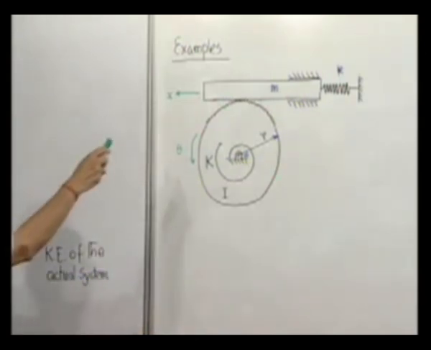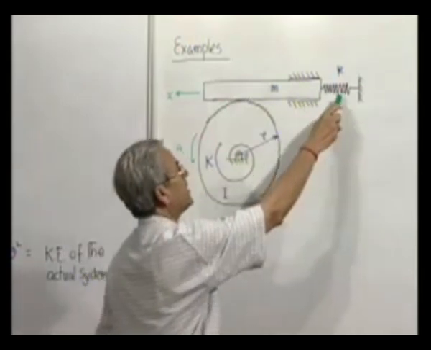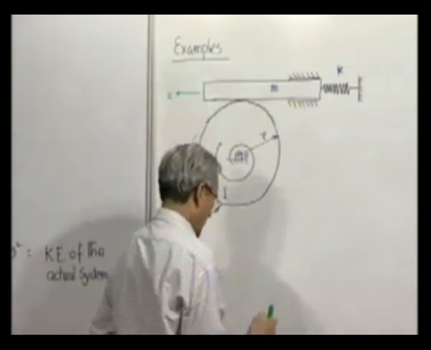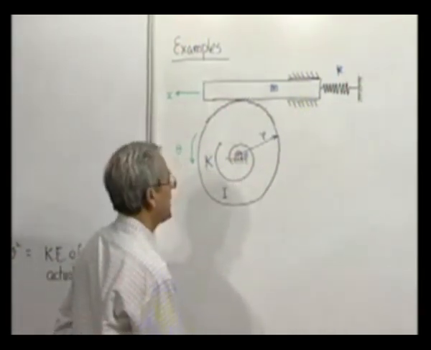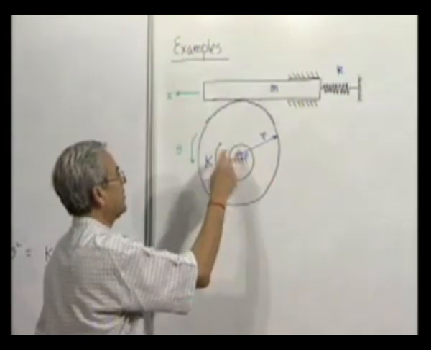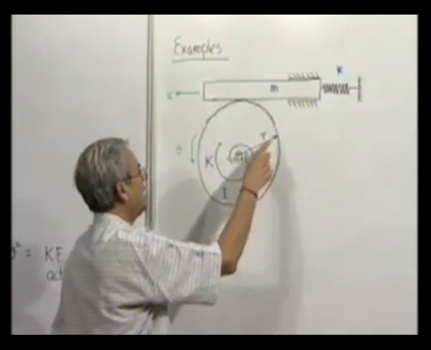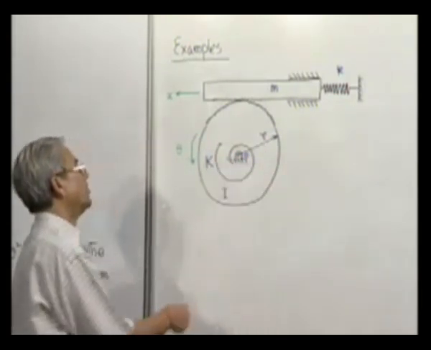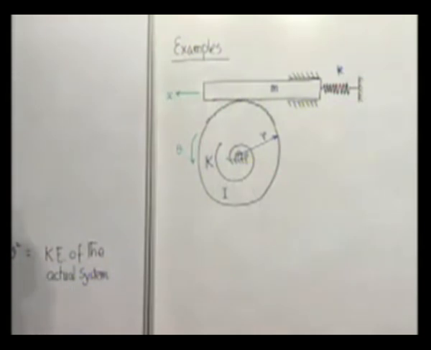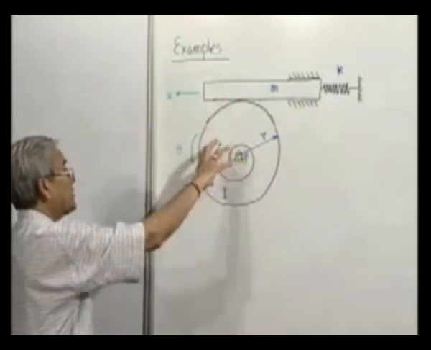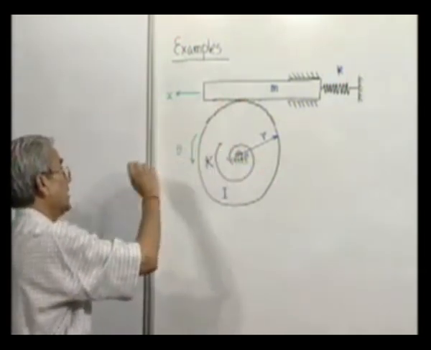This has a mass m and it is connected by a linear spring to a solid wall, and this disk whose moment of inertia is I, because it can rotate about this, has a radius r, and it is connected to the foundation by a torsional spring K. Its displacement is indicated by a rotation theta.